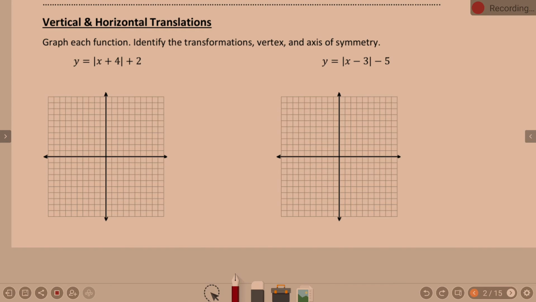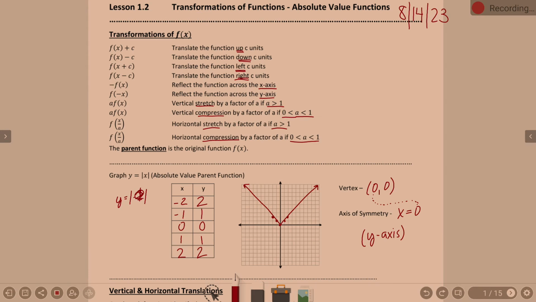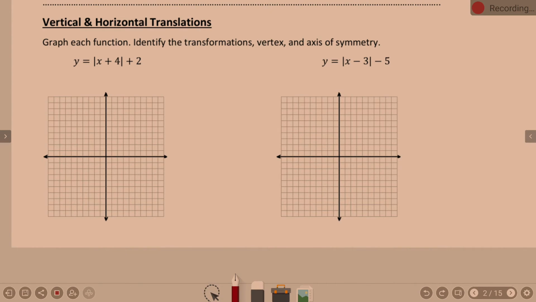Go back up here. Where is the +2? On the outside at the end, right? It's not in the absolute value with the x, it's on the outside at the end. What's a +2 going to tell you to do? Go up. See how to use the chart there? Okay, so that's half of what we need to know, is that this 2 is going to tell me to go up 2.